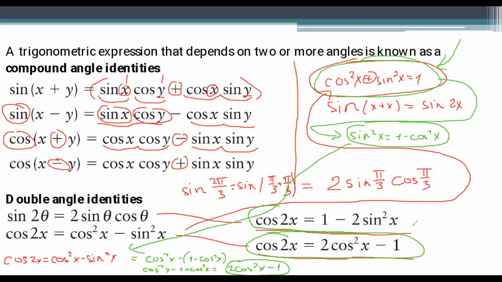Same would be for this expression, but I would substitute cosine squared x instead. You can do that on your own at home. This is going to be your practice. But for now, could you please copy down this table and let me know once you've finished, because this is so important for you to have in your notes.